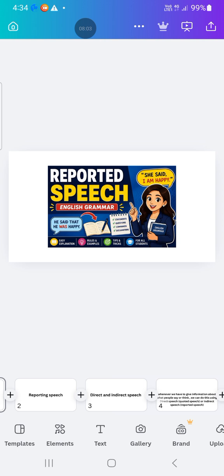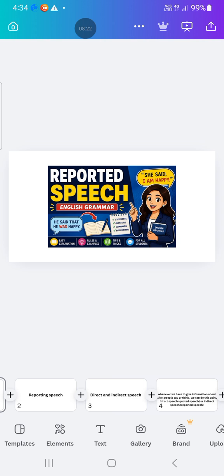Pronouns of the third person, that is he, she, it, they, his, her, etc., remain unchanged. For example, direct speech: Sheena said, "She is very tired." Indirect speech: Sheena said that she was very tired.